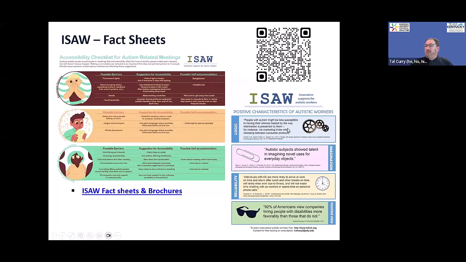It also has the positive characteristics for autistic workers. It's also where the co-occurring resources list came from. So it's another great resource that I suggest people look at.